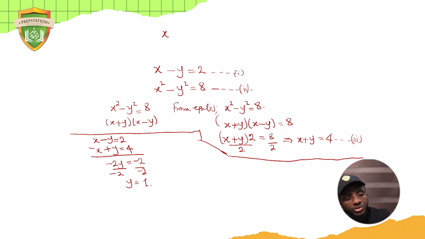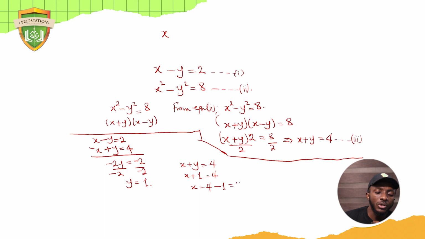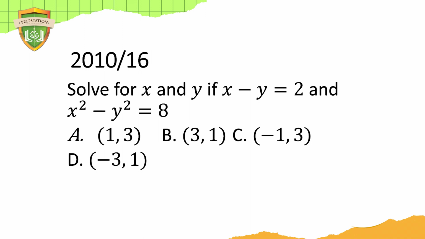Now, you can substitute the value of y into any of the equations you already got to find the value of x. So, if you go to equation 3, x plus y equals 4. So, if we substitute here, y is 1, so x plus 1 equals 4. What do you add to 1 to give you 4? That's a simple way of getting that. So, x is 4 minus 1, which is 3. We can say, therefore, that x equals 3 and y equals 1. I hope this is clear.